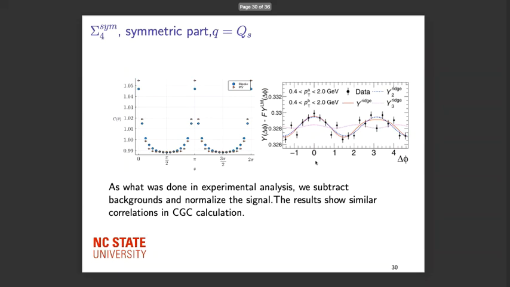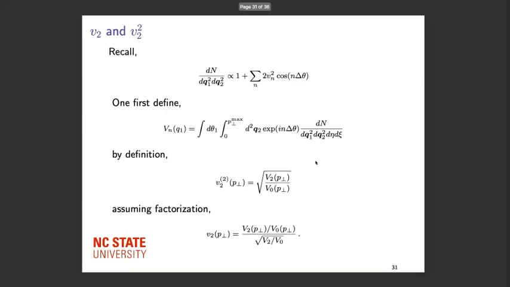But we can still extract V2 from this result. Now, recall the definition of V2. For theorists, the most straightforward way is that you do the Fourier transform and you take a square root, which is not what was done in the experimental analysis. But they also check this quantity. If we assume factorization, which was an assumption in the hydrodynamics, then one can prove that these two quantities are equivalent.